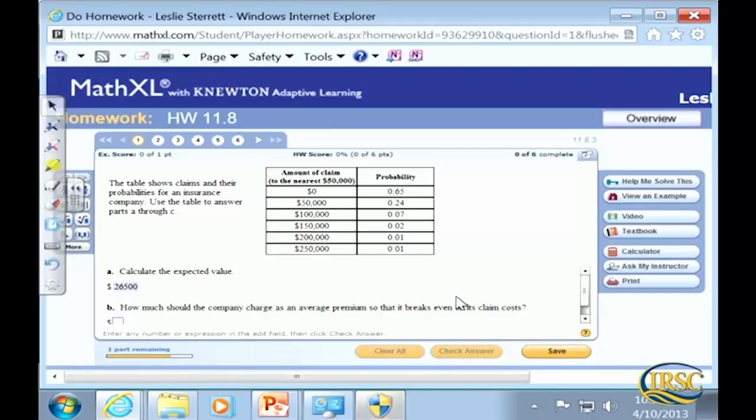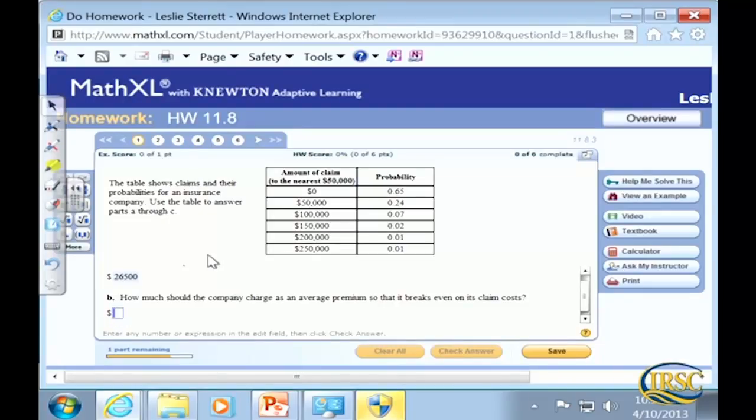Okay? So, if this is the case, how much should the company charge as an average premium so that it breaks even on its claim costs? The same amount as A is correct. Good. Because if this is about how much it's going to cost you per client over the long run, then if you take in that amount from each of your clients, you'll make sure that you have everything covered. You'll break even. That's what breaking even means: you're not under what you owe, but you also are not making any money on that. So breaking even is $26,500.